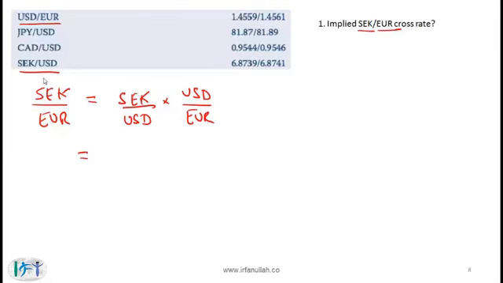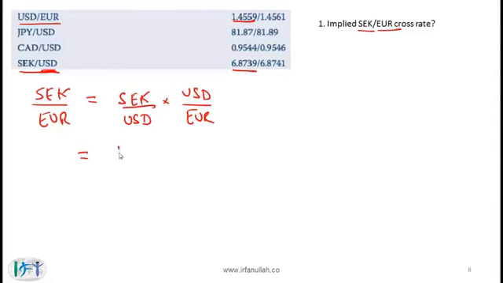Note that we have the SEK USD. So here USD is the base, which is what we want. And we also have USD euro. Here euro is the base, which is what we want. So here we would simply multiply out. So on the bid side, we would have a product of the two bid numbers.